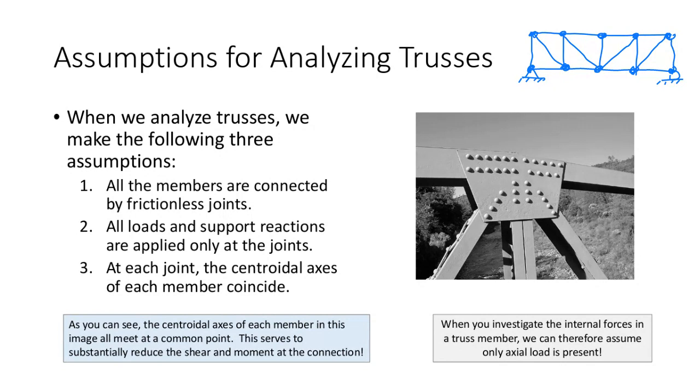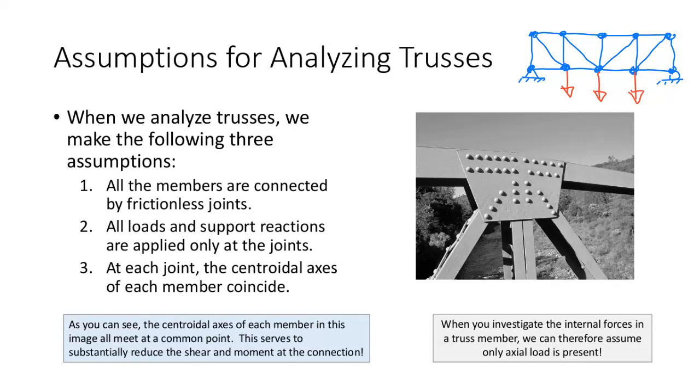So what we're assuming is that there's no friction anywhere in the structure, so we don't need to deal with any additional unintended forces. All of the loads on the system are applied directly at the joints. So we don't have any loads on the members. They're always on the joints. But this third one is something that I think everybody can now get along with, and that's that at each joint, the centroidal axes of each member coincide.